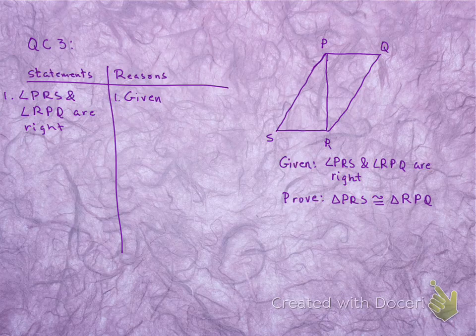Okay, now we're going to go back and mark up our illustration according to the given. Angle PRS is a right angle. That's right there. See, PRS. Okay, that is a right angle. Likewise, angle RPQ. That's given.